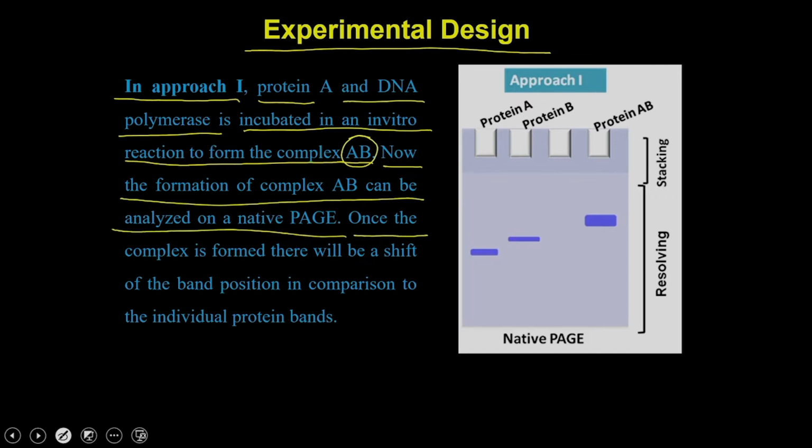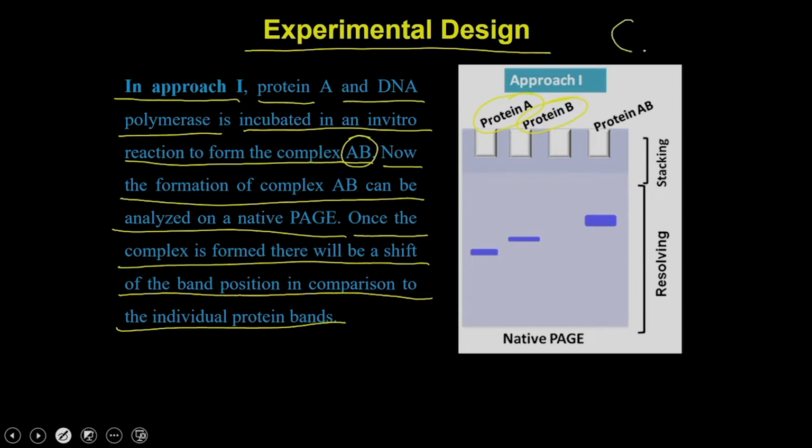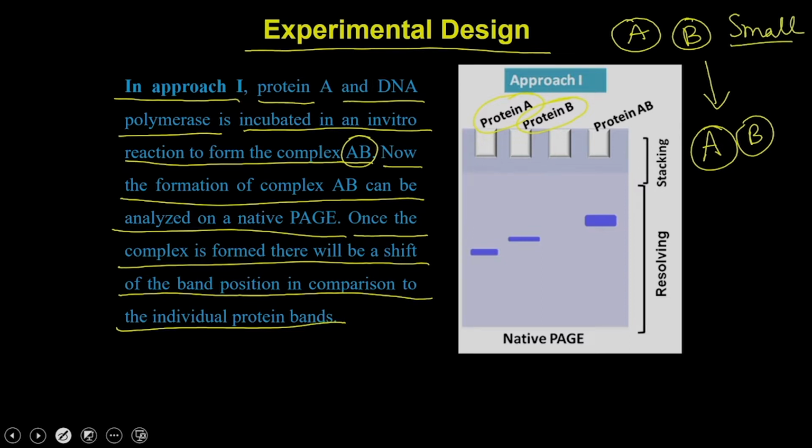Once the complex is formed, there will be a shift of the band position in comparison to the individual protein bands. So, you take protein A, you take the DNA polymerase, and load them onto a native PAGE. If these two are interacting, meaning protein A and protein B are interacting, they are going to form the complex AB. Individually, they are small, and they do not form a complex by themselves.